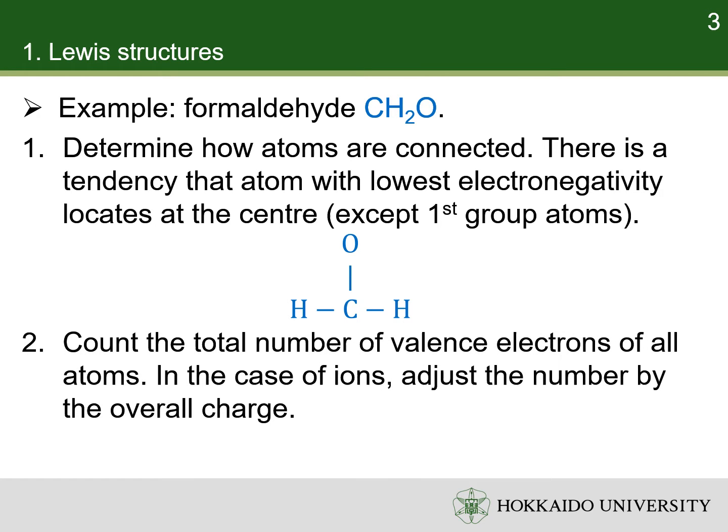Second, count the total number of valence electrons of the molecule. It is the sum of the number of valence electrons of all atoms. In the case of an ion, the number is adjusted by its overall charge. In formaldehyde, each hydrogen atom has 1 electron. Carbon and oxygen atoms have 4 and 6 electrons in their valence shells respectively. The overall charge is 0. So, there are totally 12 valence electrons in a formaldehyde molecule.